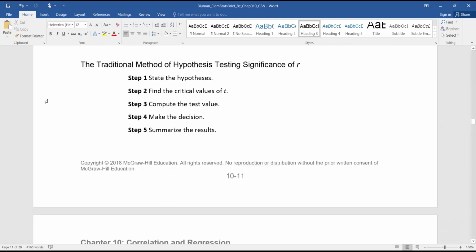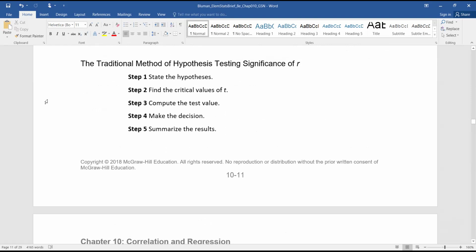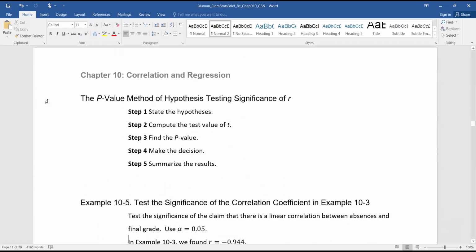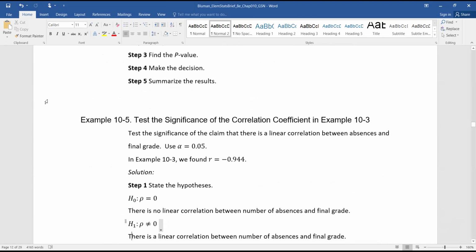The traditional method of hypothesis testing of significance for R: we would state the hypothesis, find the critical value of T, compute the test value, make a decision, and then summarize the results. The p-value method of hypothesis testing of significance of R: you would state the hypothesis, compute the test value of T, find the p-value, make the decision, and then summarize your results.